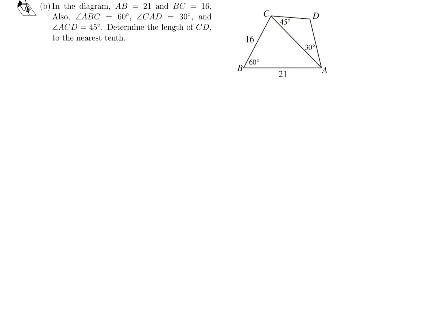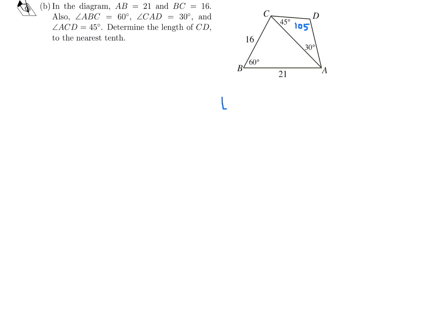In the diagram, AB is 21, BC is 16, angle ABC is 60, CAD is 30 degrees, and ACD is 45. Determine the length of CD to the nearest tenth. Very quickly we can figure out that this angle is 105, because the sum of the angles of a triangle is 180. And let's see, where do we go from here?